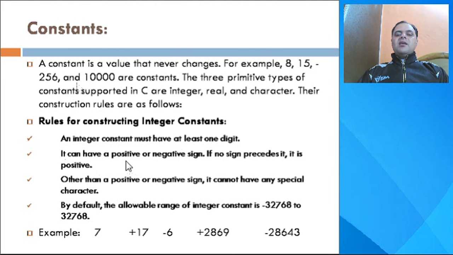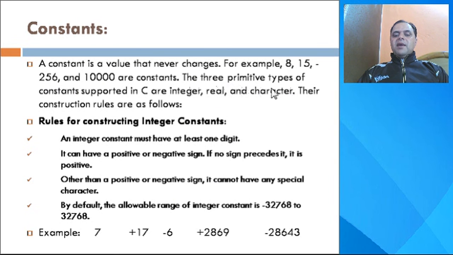So what is a constant? A constant is a value which cannot change. For example, 5 is a constant. The value of 5 is always 5. We cannot change the value of 5. So a constant is a value that never changes. For example, 8, 15, 256 and 10,000 are constants.